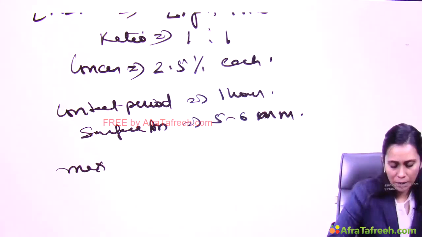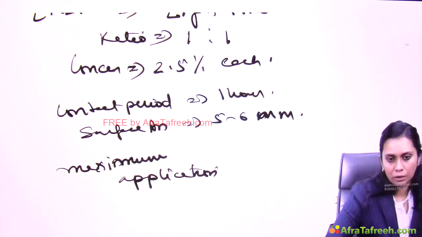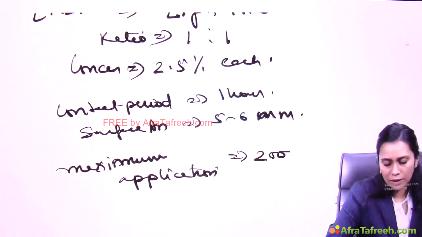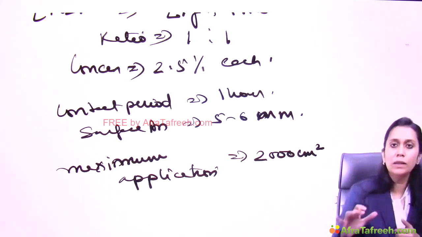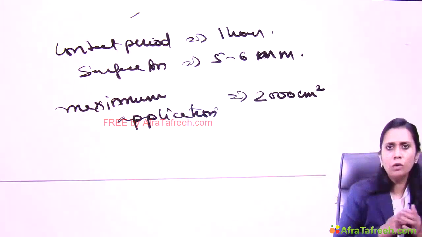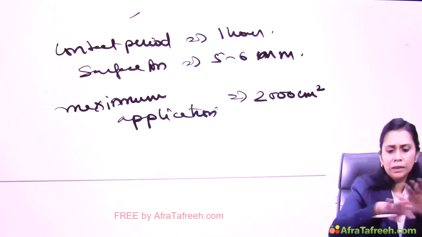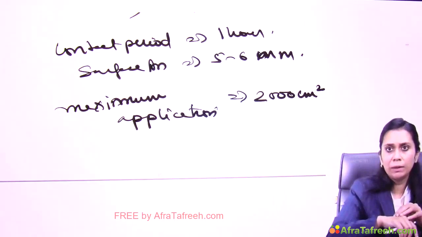Maximum surface area where I can apply it in any patient, maximum application, is 2000 centimeter square, not more than that. Okay, guys. Now, how do I apply EMLA? I clean the skin surface and inspect it. Any breach in skin continuity, we don't apply EMLA because it will get intravascularly absorbed.